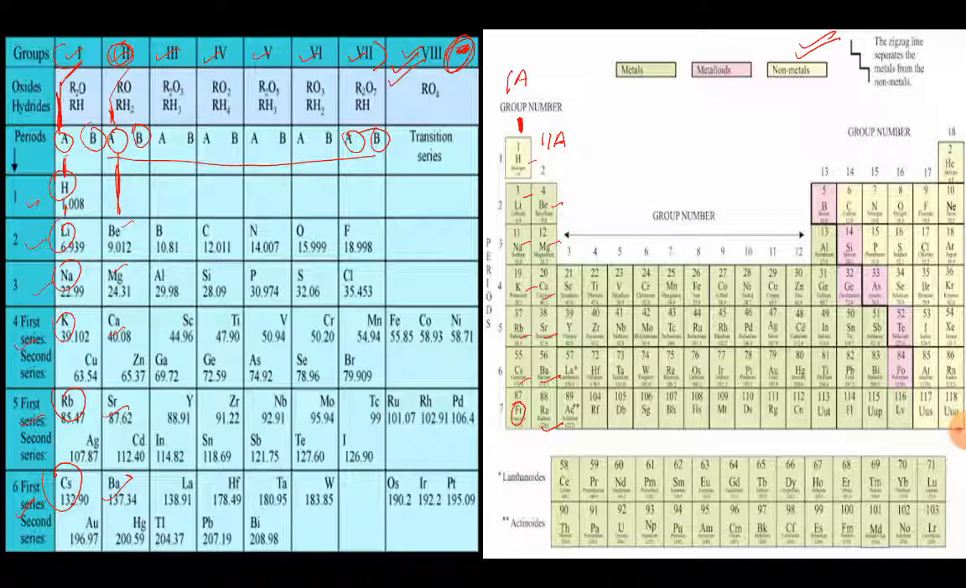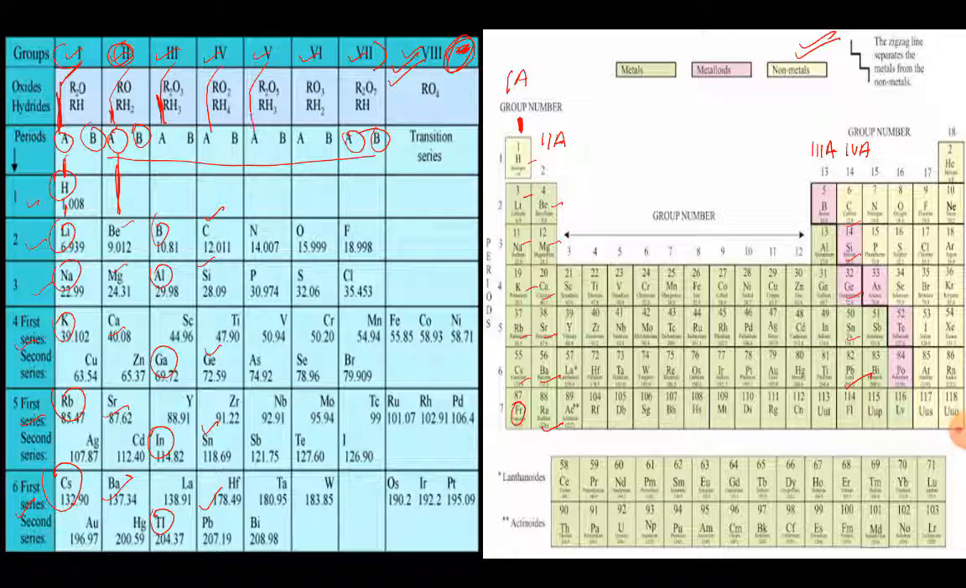Now quickly let us move on to 3A, that is boron, aluminium, gallium, indium and thallium. Move on to the 13th group of the modern periodic table. It is also boron, aluminium, gallium, indium, thallium. Likewise 4A is carbon, silicon, germanium, tin and lead. So the 14th group of the modern periodic table was actually the 4A of Mendeleev: carbon, silicon, germanium, tin and lead.